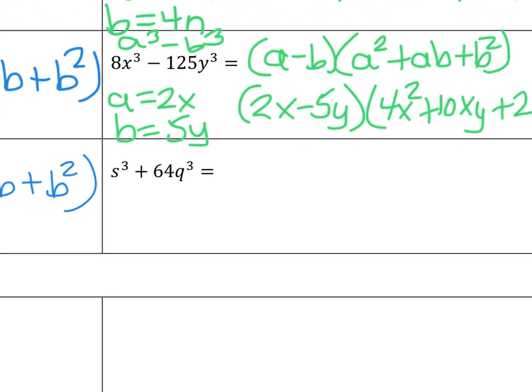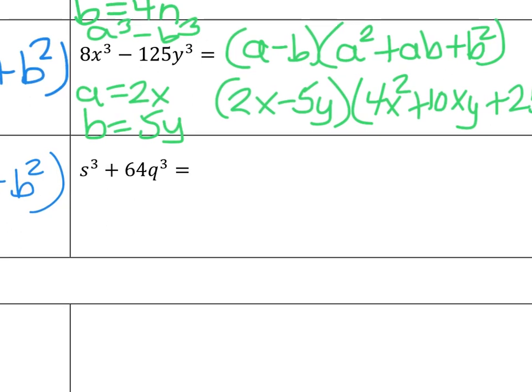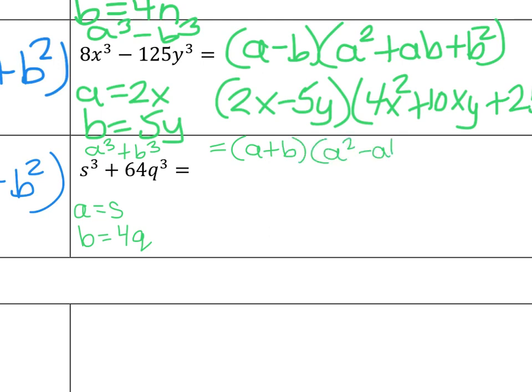Okay, so let's take a look at an example here. I've got two perfect cubes. I've got a is s, and our b, 64 is a perfect cube. 4 times 4 times 4 is 64. So we've got 4 for our coefficient here, and we've got a q being cubed as well. So the theorem says that a cubed plus b cubed is going to equal a plus b times a squared minus ab plus b squared.